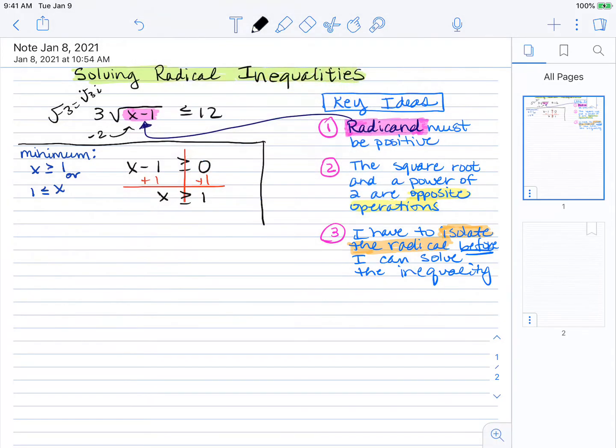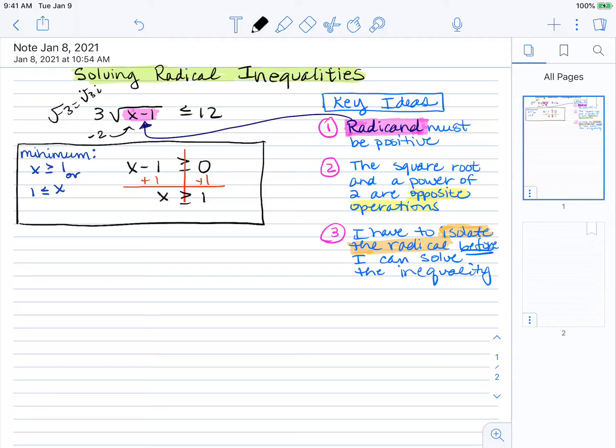And I'm going to keep this on the side over here because I need to know this. I'm going to have to come back to this, that's a thing. I have a minimum value that I can have in my inequality because I can't have anything that's less than 1 and still have my radical be in the reals.